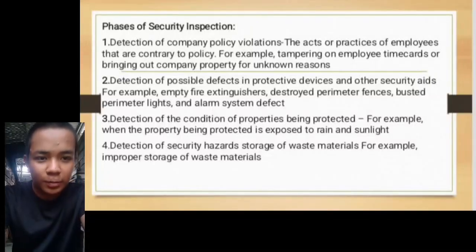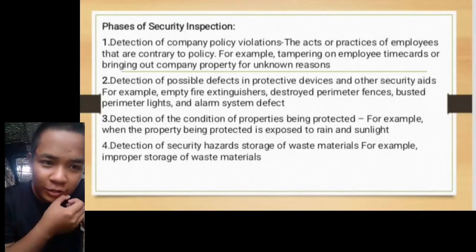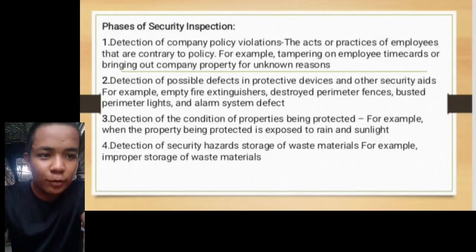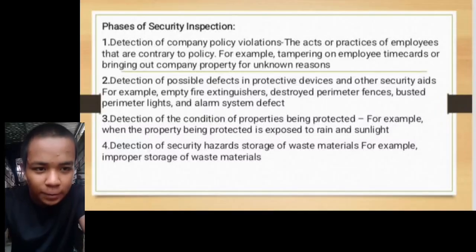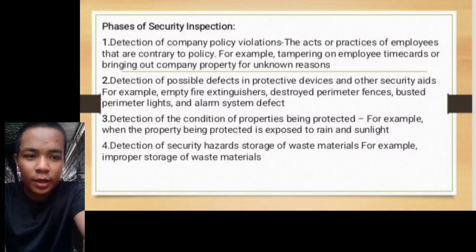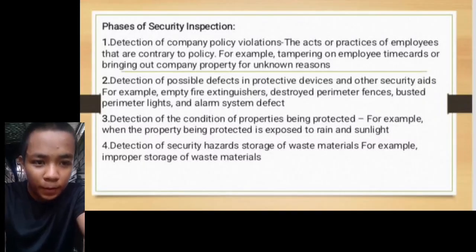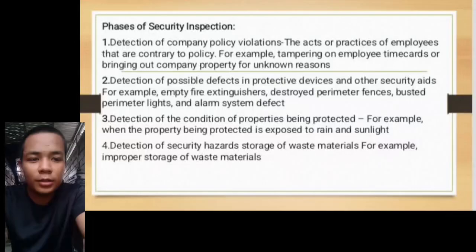Phases of security inspection. 1. Detection of company policy violations, the practices of employees that are contrary to policy. For example, tampering with an employee's time card or bringing out company properties for unknown reasons. 2. Detection of possible defects in protective devices and other security aids. For example, an empty fire extinguisher, a destroyed perimeter fence, busted perimeter lights and alarm system defects.